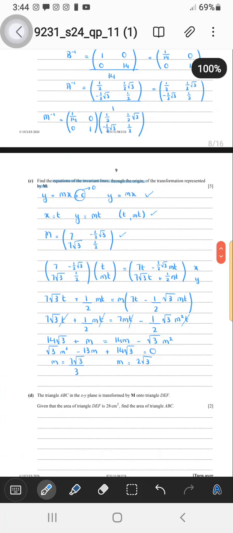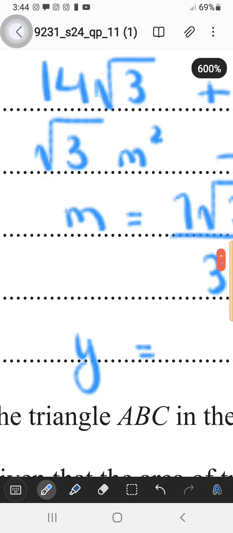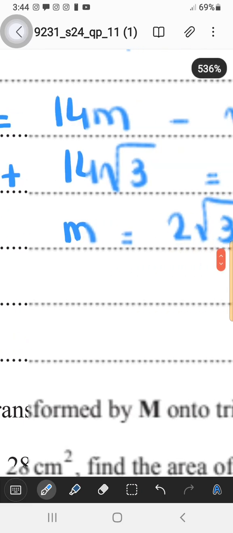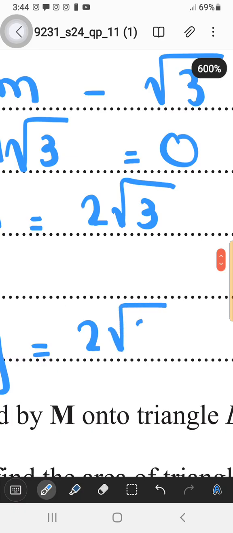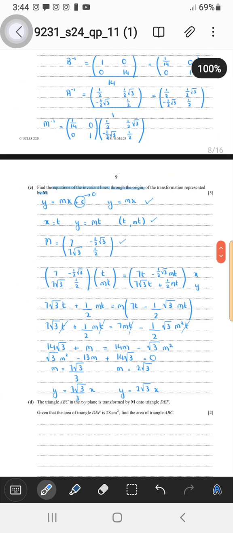And we have to write equations of invariant lines, which means y equal to mx. So y equal to 7 under root 3 upon 3x, and here I will write y is equal to 2 under root 3x. So that's our equation, that's our answer. I hope you get what we did. As we know it is passing through the origin, y is equal to mx plus c becomes y is equal to mx.